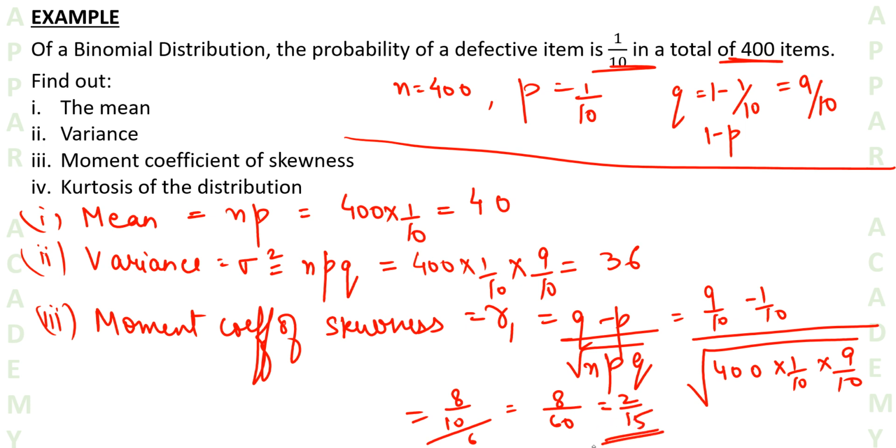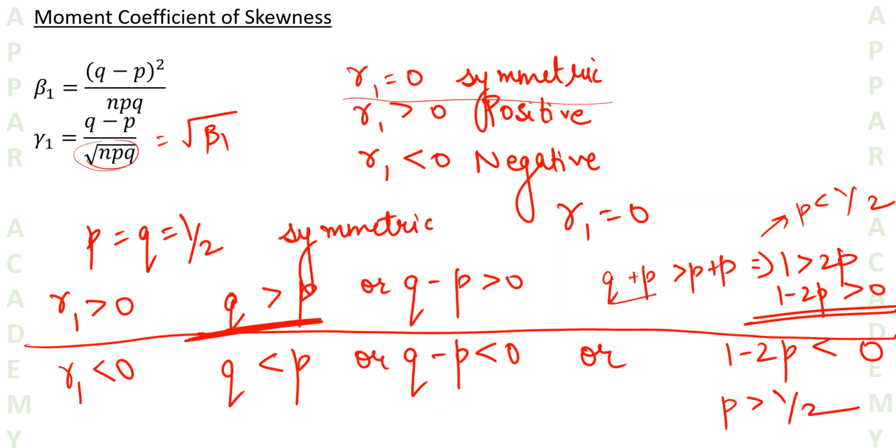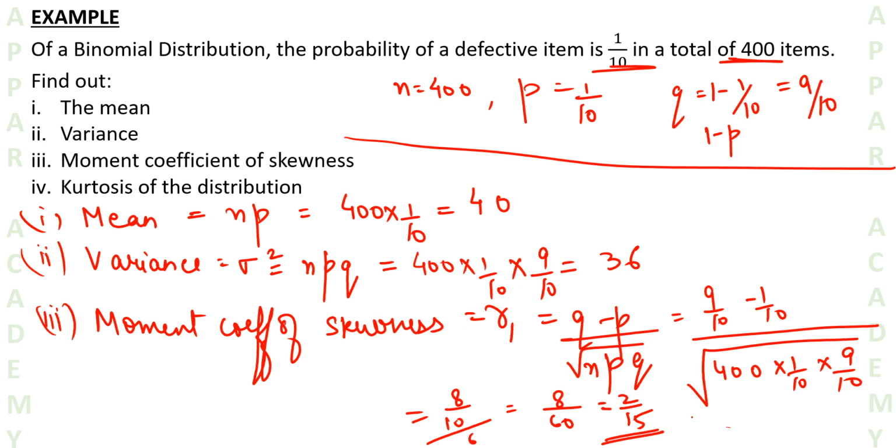Now how do we know whether this is symmetric, negatively skewed or positively skewed? We have already seen here. We need to compare this with 0. So whenever it is greater than 0, this is a positively skewed distribution. So over here, it's positively skewed, right?